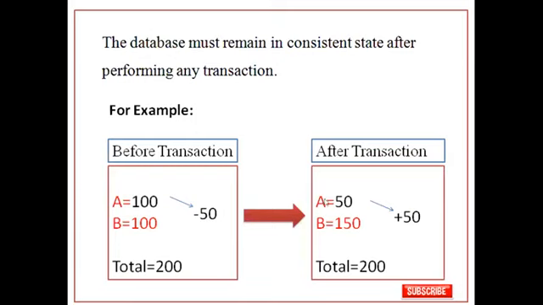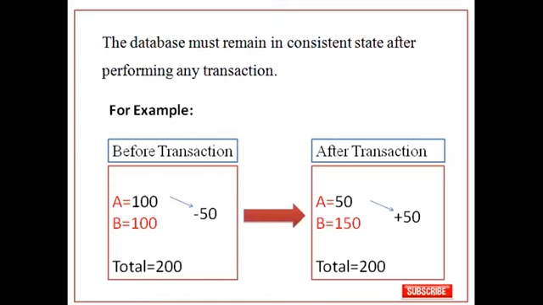So now account A will become $50. Previously, before the transaction, it was $100. Now I transferred $50, so now it will become $50. So the account is updated to $50.